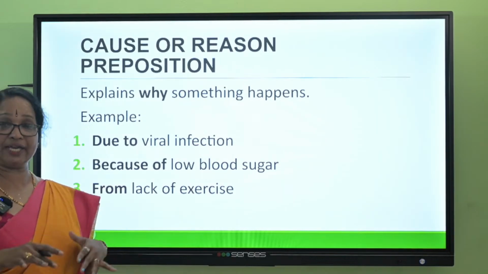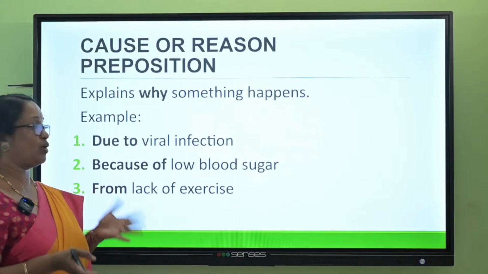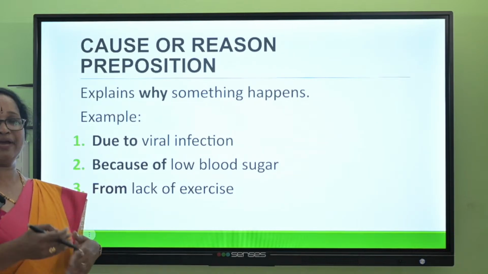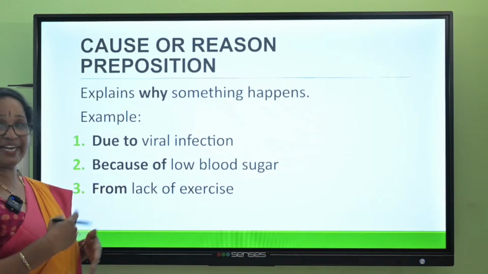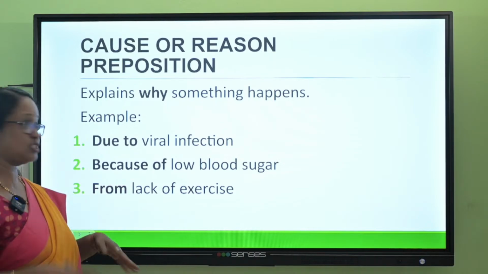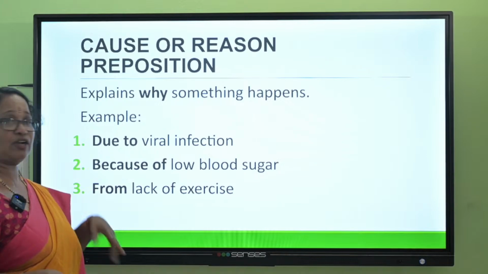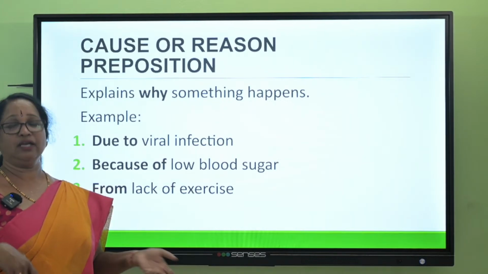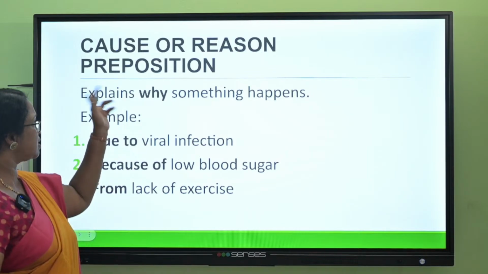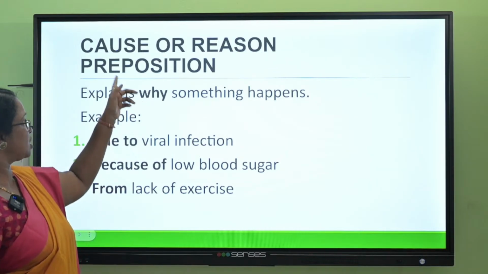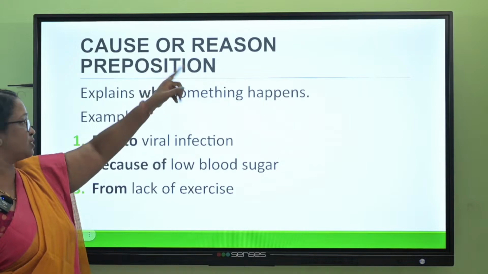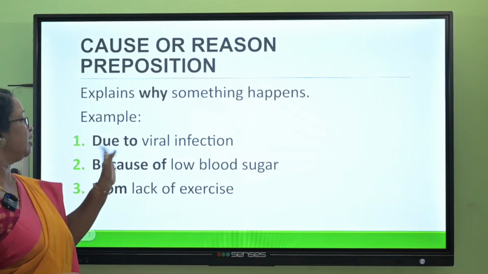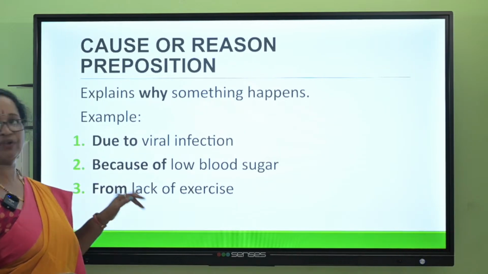Due to viral infection, Mr. Smith was shifted to hospital. Because of low blood sugar, Mrs. Mary was provided with medications. You can write there, and from lack of exercises, he has lost his mobility. Like that we can write. So these are the prepositions, especially for cause or reasons where something will happen. In that one we are using due to viral infection, because of, from lack of.